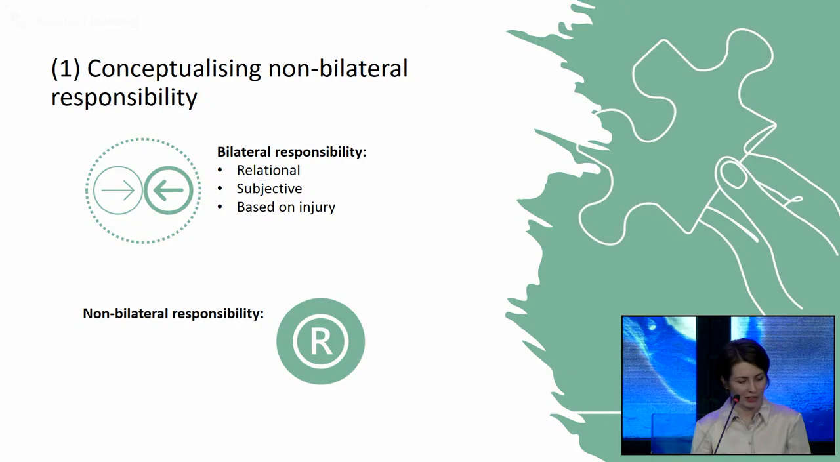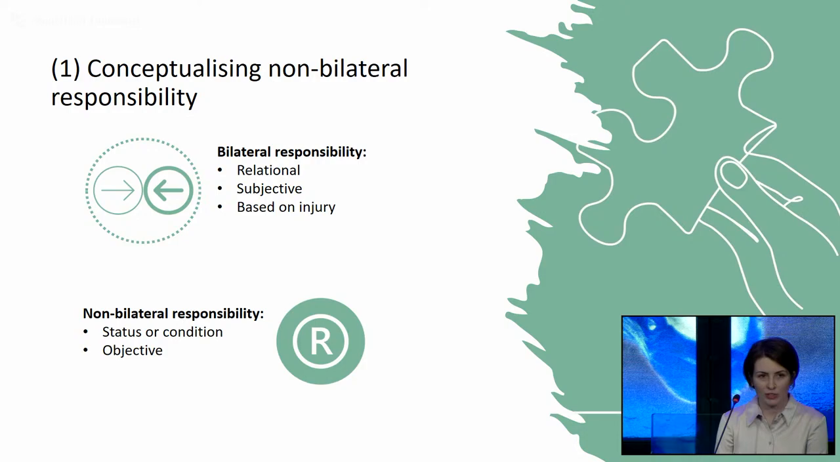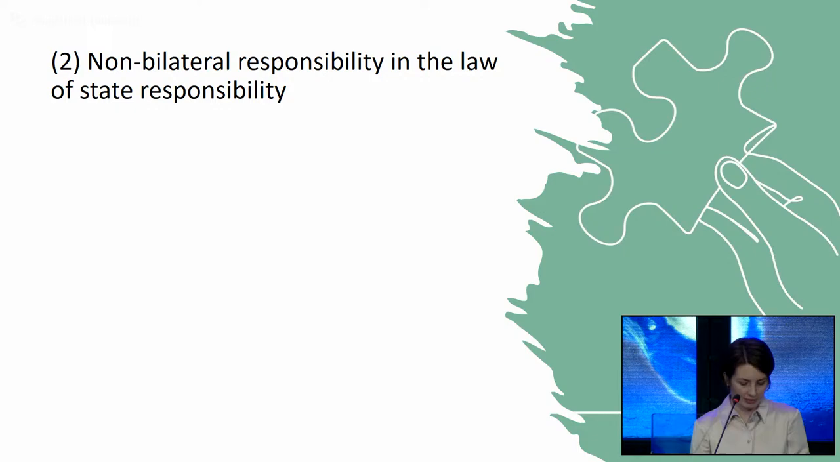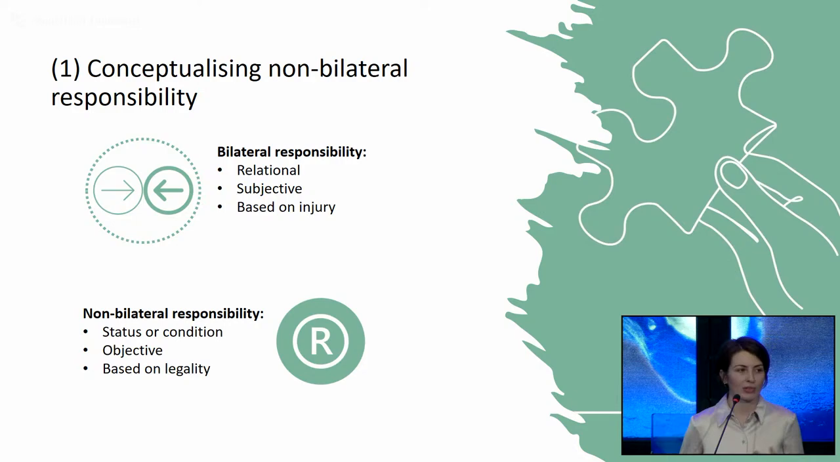Non-bilateral responsibility, by contrast, is a status or a condition, not a relationship. It is objective, so it exists objectively within the legal order and not only as between particular states. And it is based on legality, not on the injury caused to a particular state, but on the breaking of a rule per se. Now, this is what I call the objective theory of state responsibility, of non-bilateral responsibility, or the objective approach to non-bilateral responsibility. And it is this theory that I apply throughout the rest of my thesis.